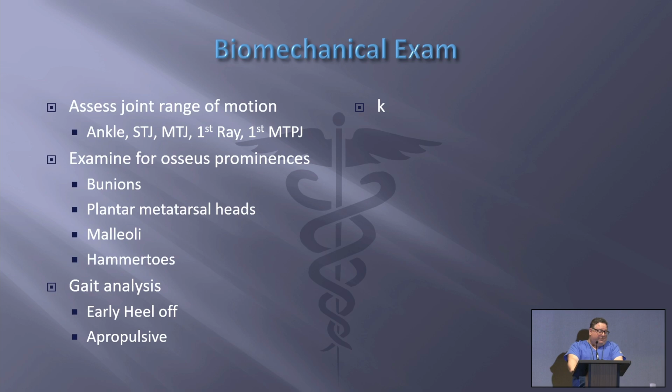And then obviously, gait analysis. I'm not talking about sending them to the University of California biomechanics laboratory and doing a pedobarograph. I have a patient walk down the hall. I'm looking for things. Is it an apropulsive gait? Do they have a shuffle gait? Is there an early heel off? Do they hyperpronate? Do they hypersupinate? Things that can lead me in the direction as to what's going on. And this is a 5-minute walk down the hall and back.